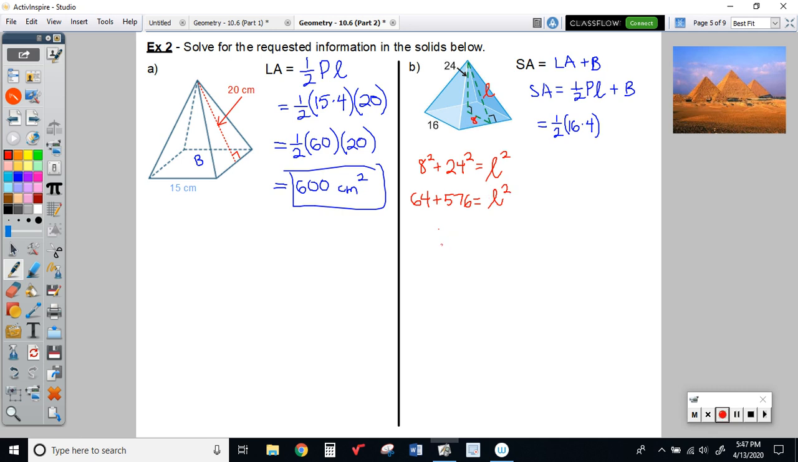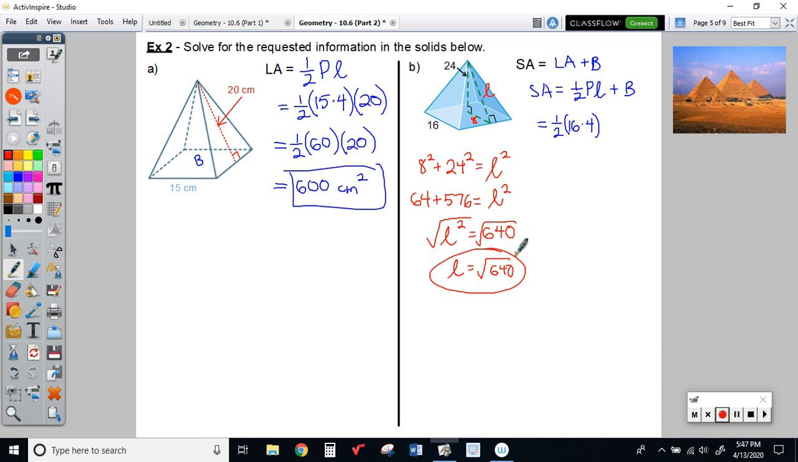So that means L squared would equal, I'm just flip-flopping the order in which this is written, 640, and you could take the square root of both sides to get what L is. And I'm going to leave it exact for now. I'm going to leave it as square root of 640.